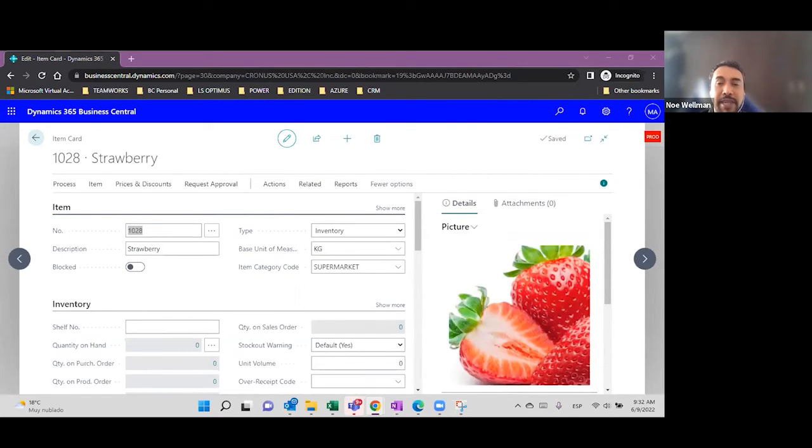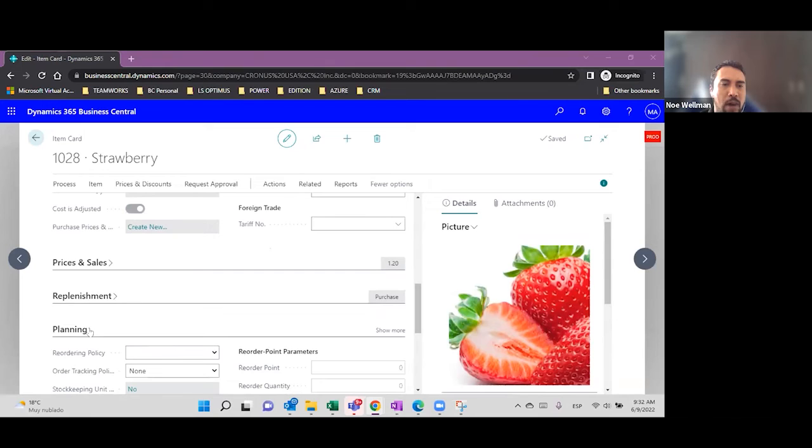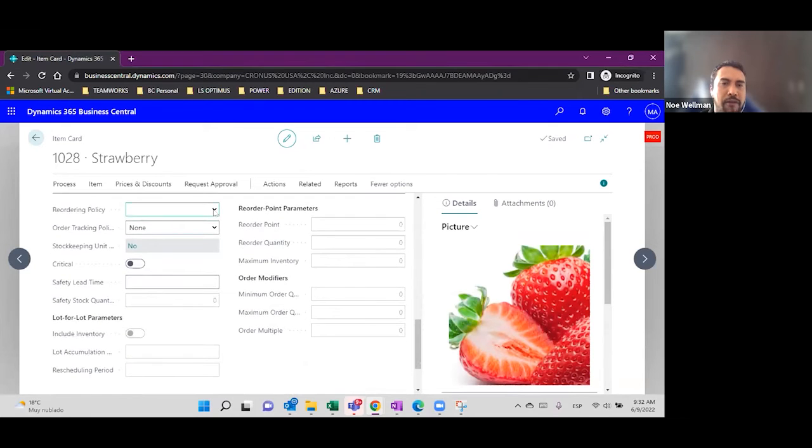Maybe yesterday I sold my strawberries, but now I will be working with the maximum inventory, which is also once again in the planning section. From here, I'm going to select now maximum, okay? For you to remember, you can specify maximum quantity as a reordering policy for your item or stock keeping unit card as well. When you select maximum quantity as a reordering policy, right?